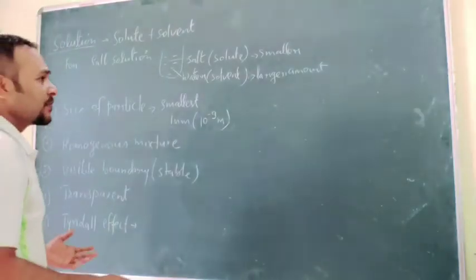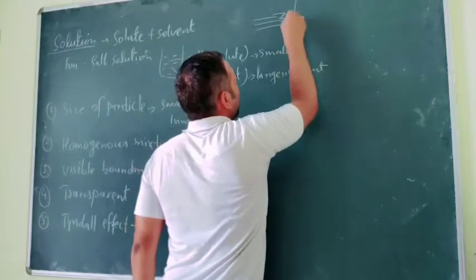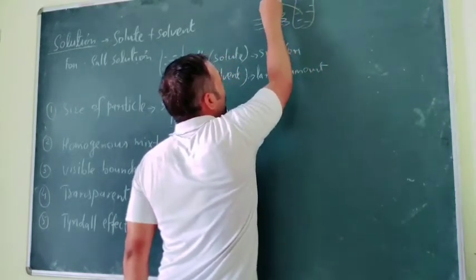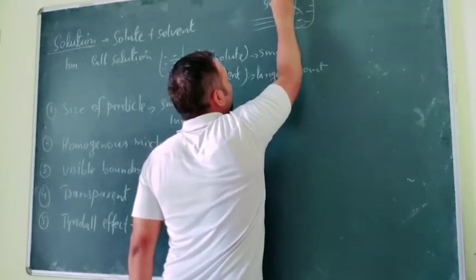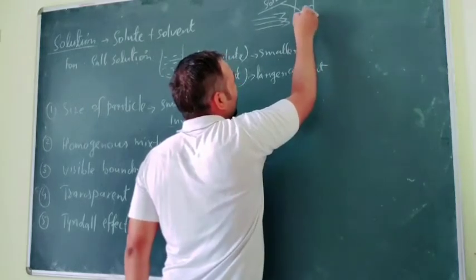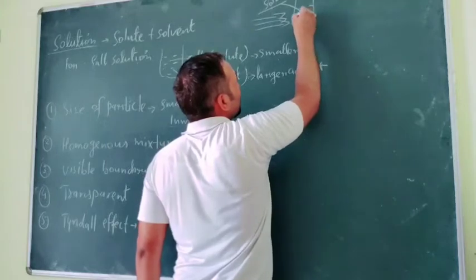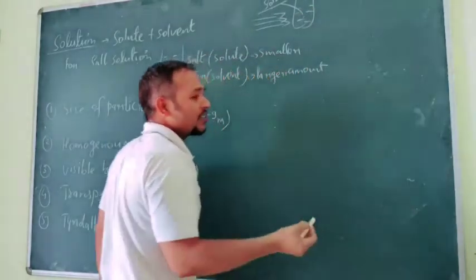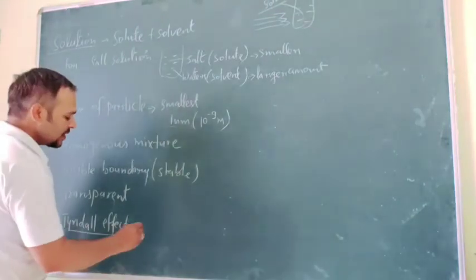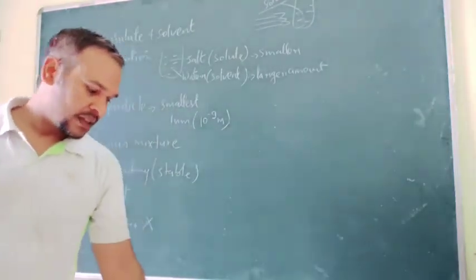Tyndall effect is when the light rays pass through the solution, any solution, right? And the particles of solute, right? Solute particles are able to scatter, meaning they will scatter the light. So that is called Tyndall effect. But in the case of solution, the particle size is very small. They are not scattering the light. That is why the Tyndall effect is not shown by the solution. Is it clear, students? Now we are going ahead.